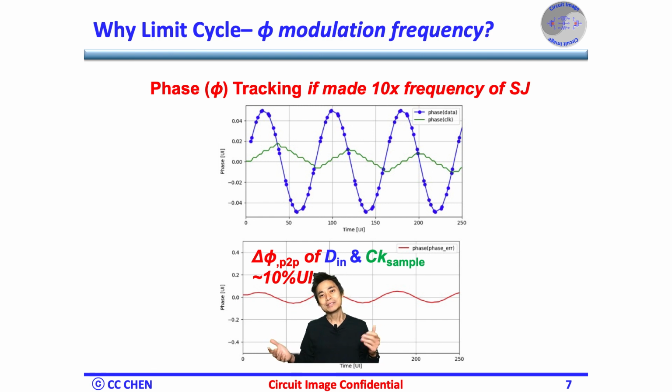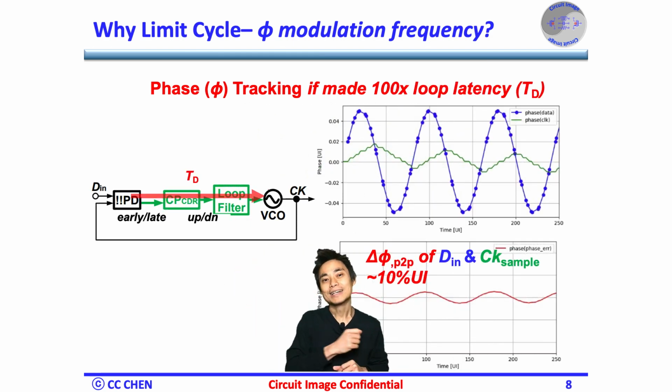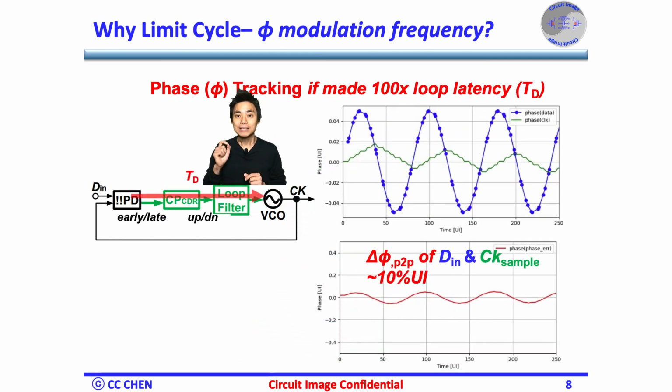What other impairments of the CDR can cause the limit cycle? Think about the loop delay for 5 seconds. Right, as you can see, the bang-bang PD may have latency to decide if the phase of the output clock is earlier or later than the phase of the input data, and then send the early or late signals to the charge pump and loop filter to control the phase or frequency of the VCO to be faster or slower.